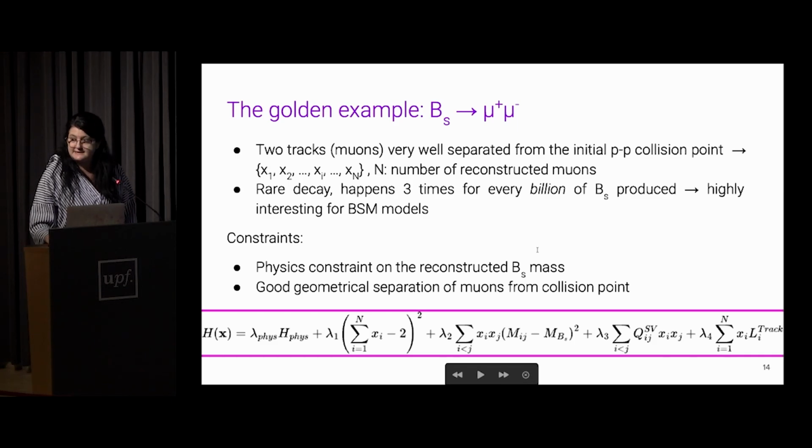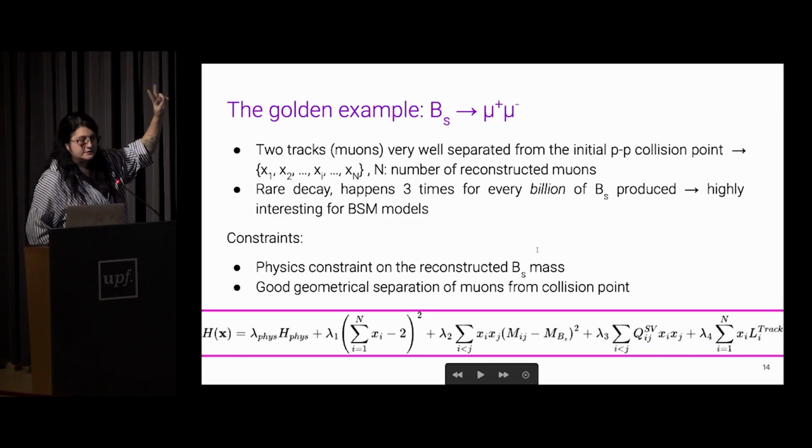Now, I will give you one example, and of course this is not randomly chosen. This is the golden decay for my experiment, arguably the golden decay for the whole LHC, but I'm very biased. And this is a B meson, which is 2 quarks decaying to 2 muons. You don't really need a lot of information on this decay, but there are reasons why I have chosen this decay. I have chosen it because it works very well for what I wanted to present.